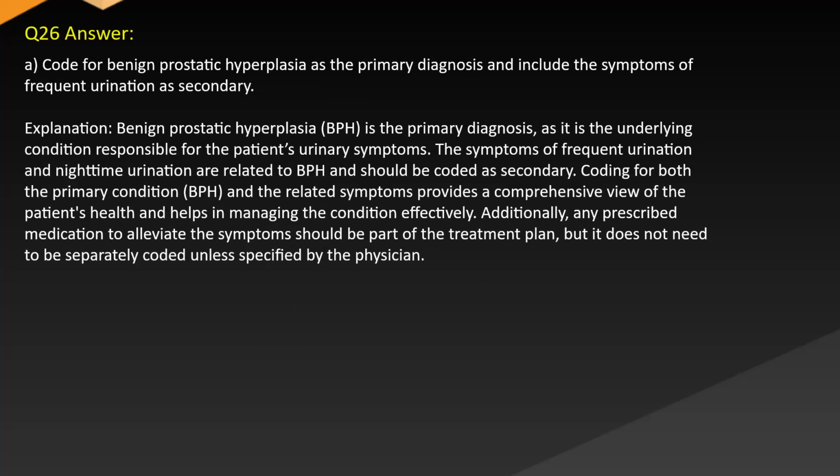Answer: A. Code for benign prostatic hyperplasia as the primary diagnosis and include the symptoms of frequent urination as secondary. Explanation: benign prostatic hyperplasia (BPH) is the primary diagnosis as it is the underlying condition responsible for the patient's urinary symptoms. The symptoms of frequent urination and nighttime urination are related to BPH and should be coded as secondary. Coding for both the primary condition BPH and the related symptoms provides a comprehensive view of the patient's health and helps in managing the condition effectively. Additionally, any prescribed medication to alleviate the symptoms should be part of the treatment plan, but it does not need to be separately coded unless specified by the physician.